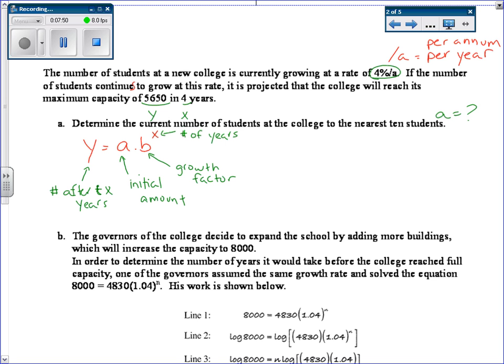The growth factor has to include the initial amount of students in there. So that means our base is going to be 1.04, because we take that 4%, divide by 100, and then add it to 1. So we have a function that looks like this then. 5,650 is equal to a times 1.04 to the power of 4 years, to the power of 4. And that's what we're solving for there. So this doesn't involve any logs. We just have to calculate numbers here. So we're going to have 5,650 equal to a times 1.04 to the power of 4.